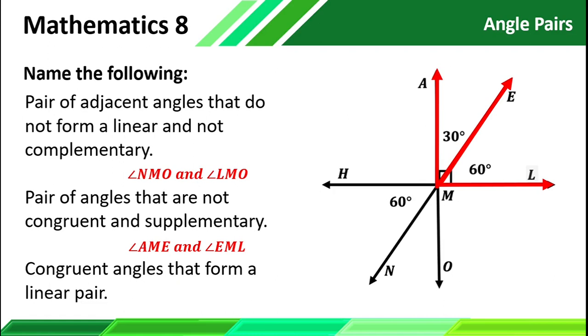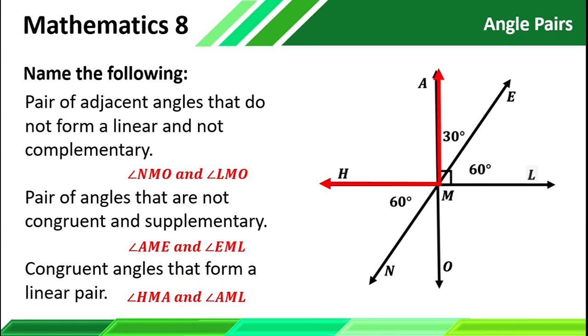The other one measures 30 degrees and then the other one measures 60 degrees. They are also not supplementary because 30 plus 60 is 90, not 180. Last, let's have congruent angles that form a linear pair.